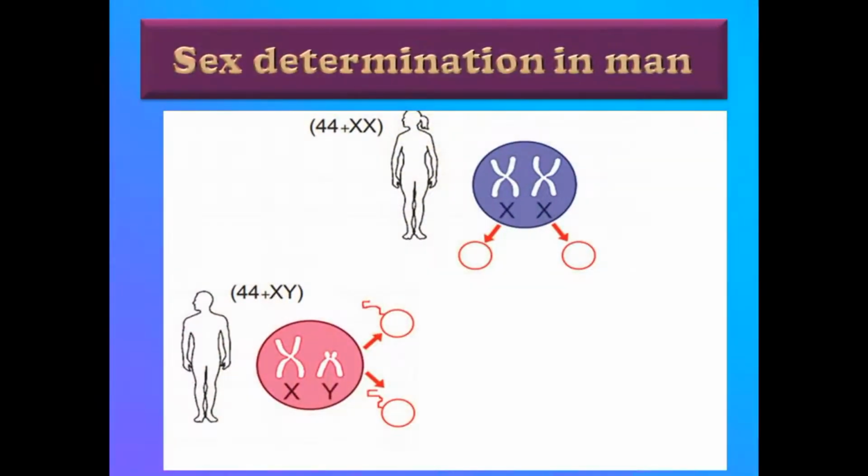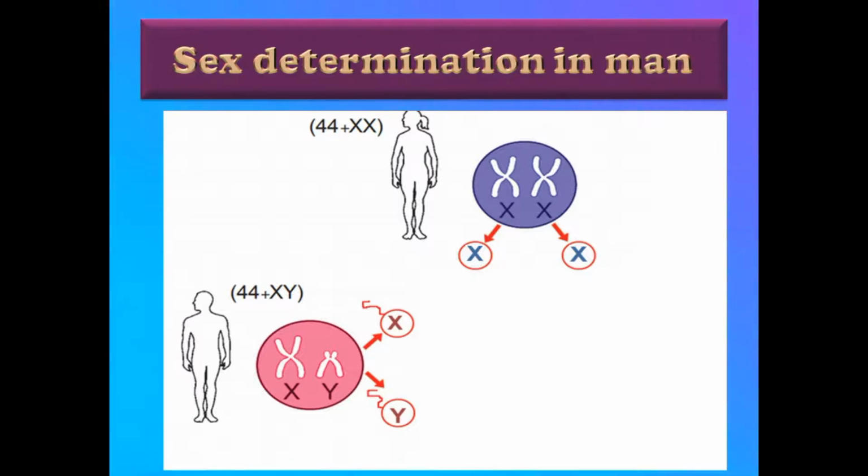Sex determination in man. As we have discussed earlier, human beings have 46 chromosomes. The genotype of female is 44 plus XX, whereas the genotype of male is 44 plus XY. So, which are the gametes of female which take part in sex determination? They are X and X. And the chromosomes in male which have a key role in sex determination are X and Y. What happens when they combine together?